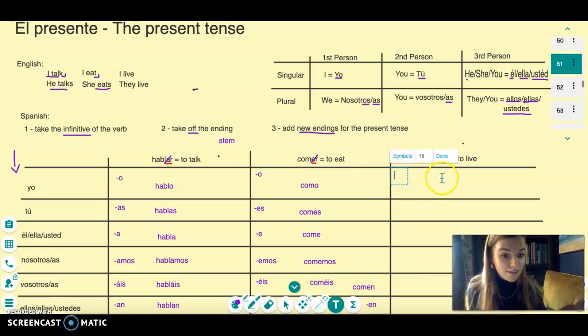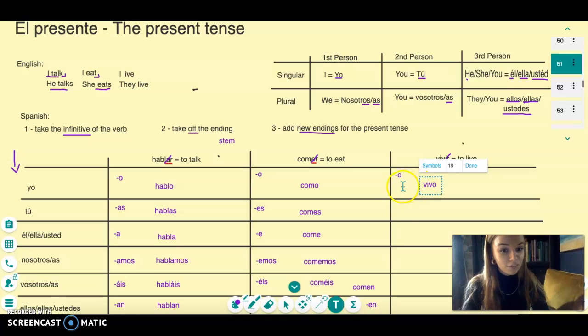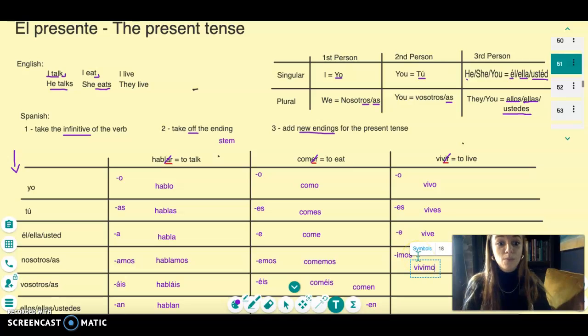And then our final one, vivir, to live. So our IR verbs, our endings for IR verbs, for yo, is the same again. So we have vivo. For tú, vives, es. So the same as our ER verbs. For él, ella, and usted, we have just an e, so vive. For nosotros, nosotras, we have imos, slightly different, so vivimos. For vosotros, vosotras, so vivís. And our final one, we have en for ellos, ellas, ustedes, viven.